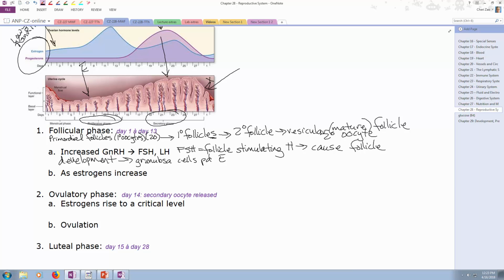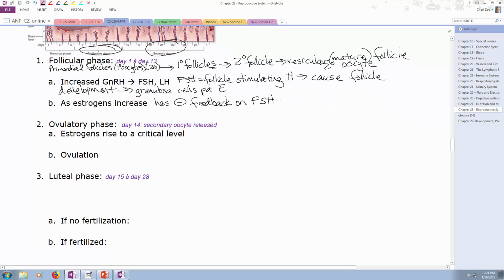As estrogen increases, we'll have negative feedback on FSH, because FSH is for follicle development. We don't want any more follicles developing. We have one that's developing, and this is the winner. We don't want another race to go on at the same time. And so FSH levels drop, until we have this critical level of estrogen.